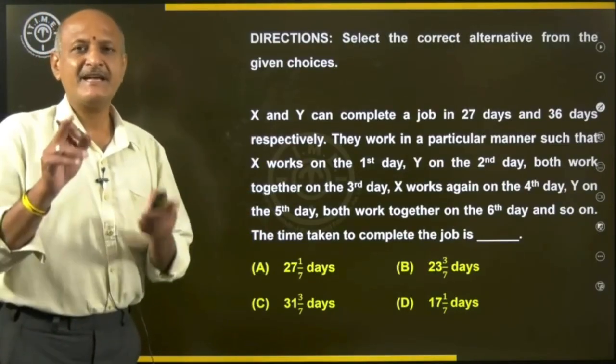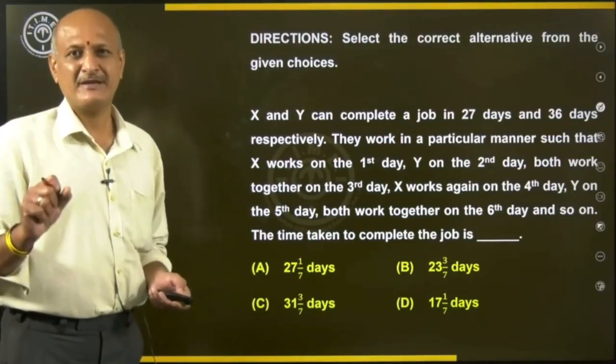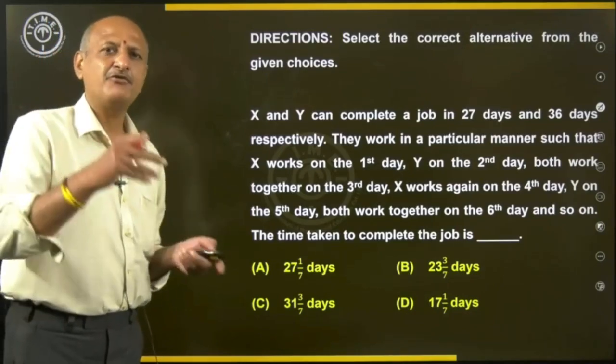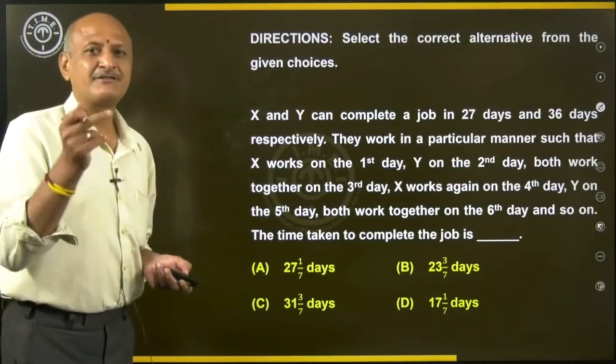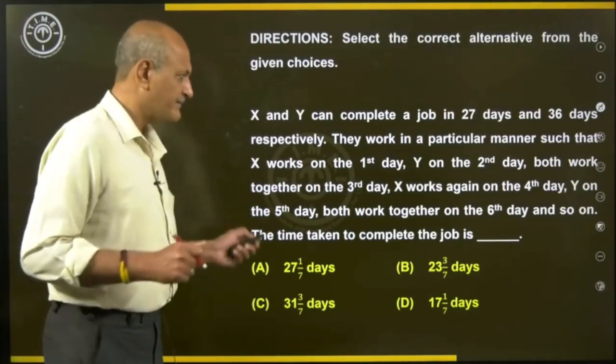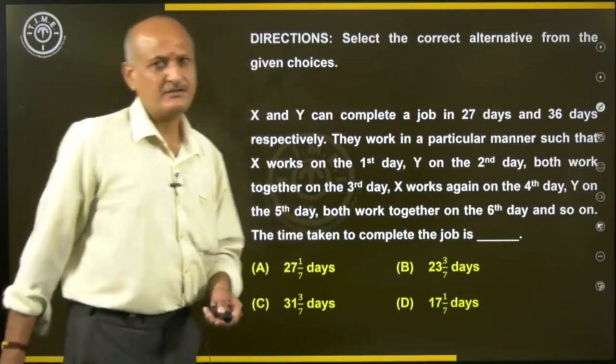What is the pattern? X works for the first day, Y for the second, and on the third day, two people are working together, X and Y both. This pattern continues. That is, on the fourth day, X again works alone. On the fifth day, Y alone works, and on the sixth day, both again work together. If this pattern continues, the question is asking the time taken by them to complete the work.